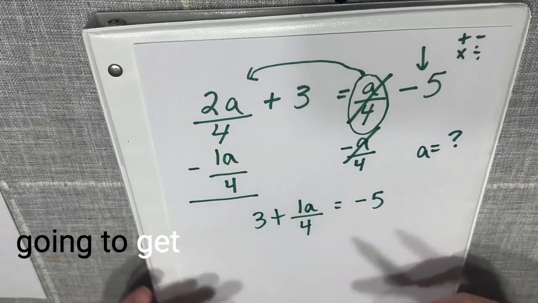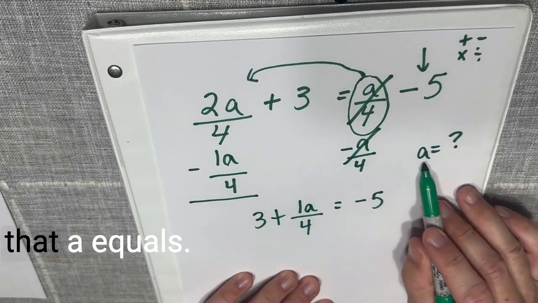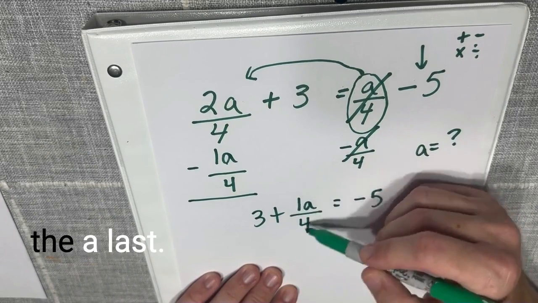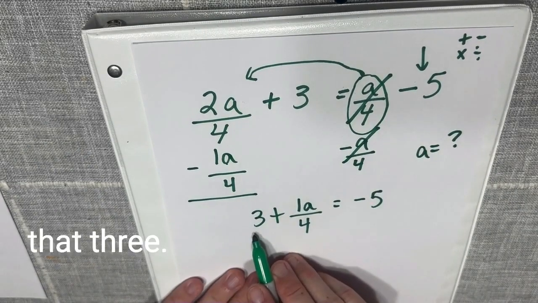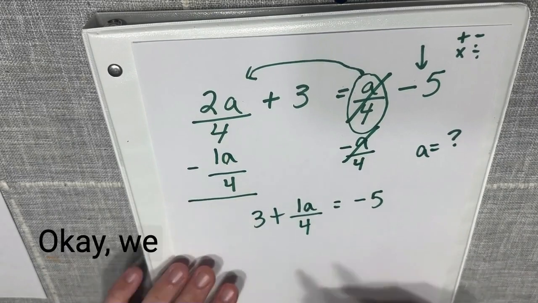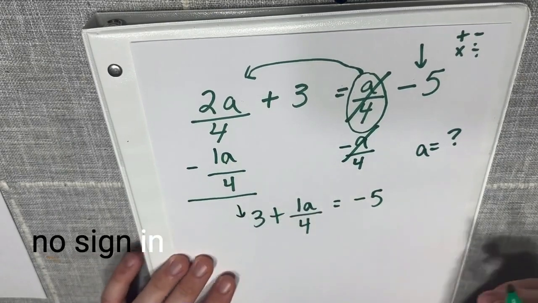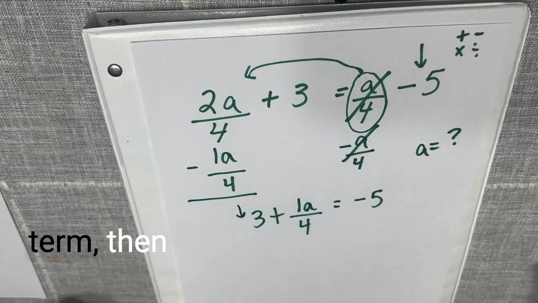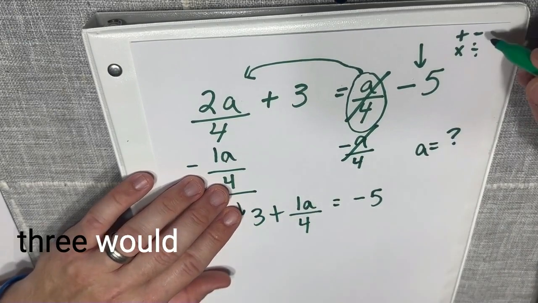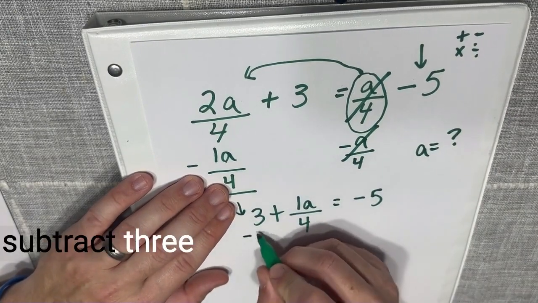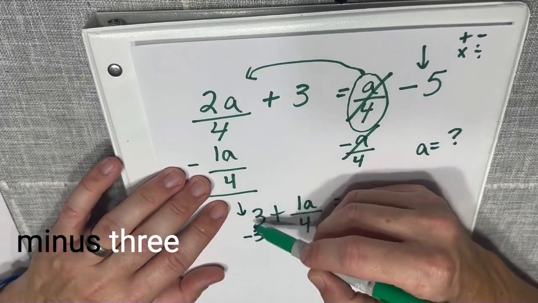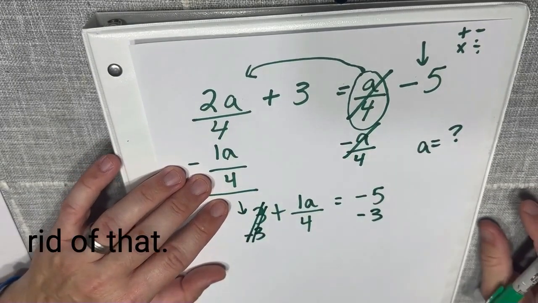Now remember, when we get to that last final solution, that A equals, we're going to worry about the 1 and the 4 and that A last. So the first thing we want to do is get rid of that 3. Now that 3 is a positive number. We know that because there's no sign. If there's no sign in front of a term, then that means it's positive. So the opposite of a +3 would be a -3. So what I'm going to do is subtract 3 on both sides. And of course we do that because 3 minus 3 is 0. Gets rid of that.